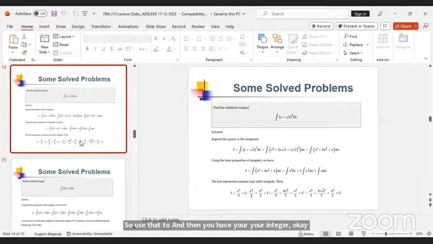All right. So also you have this problem: x plus the square root of x, all to the power of 2. The same way, we expand the function, and after the expansion, each term will be integrated separately.